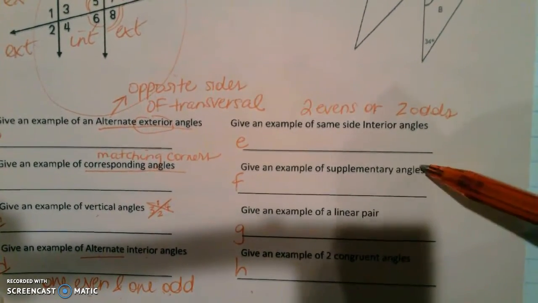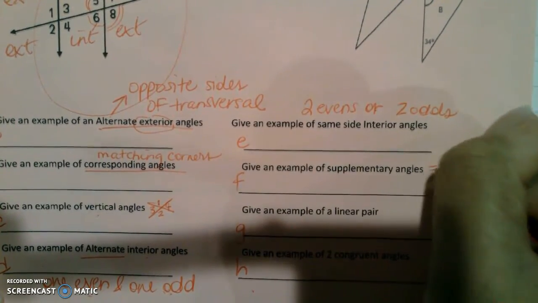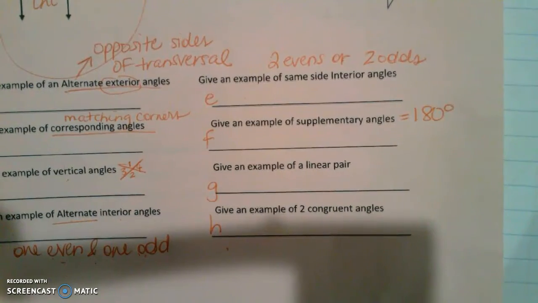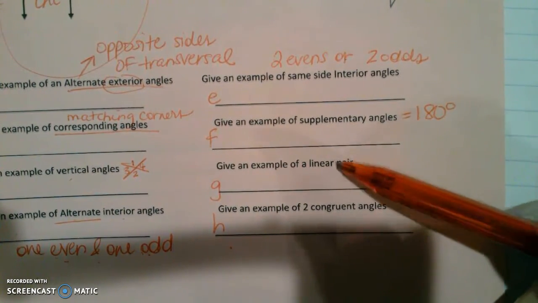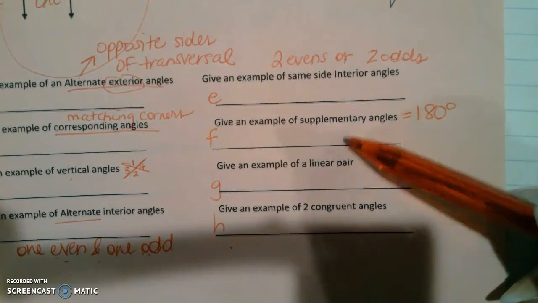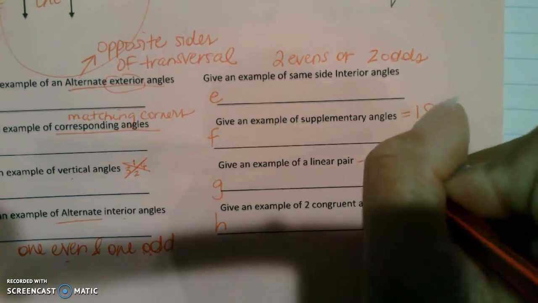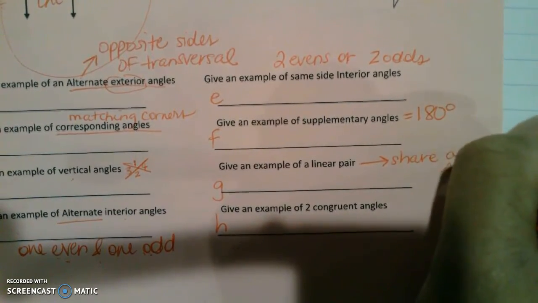Okay? Give an example of supplementary angles. So these are angles that add up to 180 degrees when they're added together. They form a straight line. Give an example of a linear pair. The angles that you put here could very well be the ones that you put here, but these angles have to share a side.